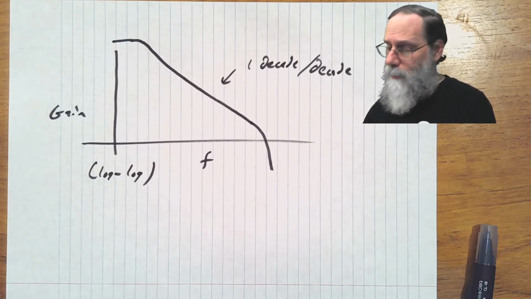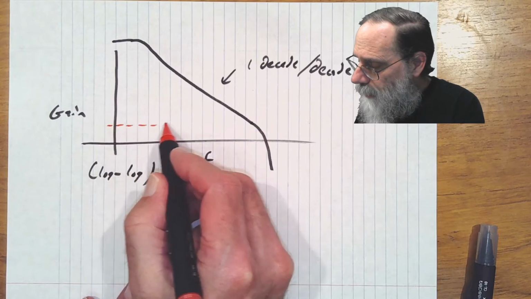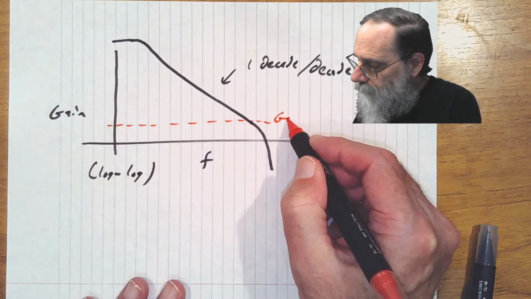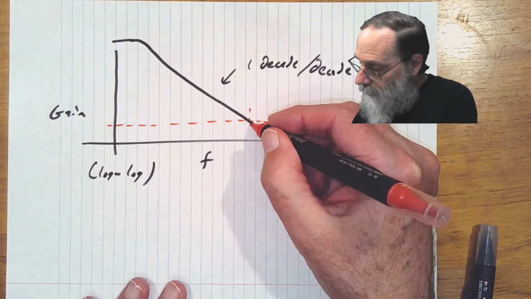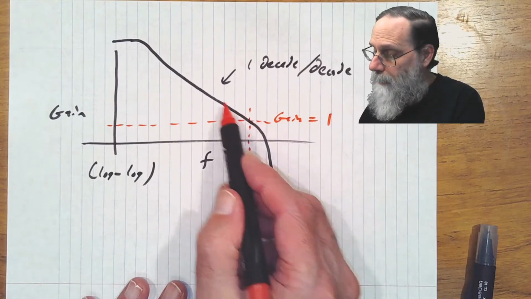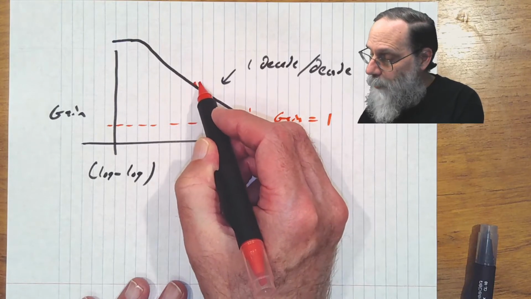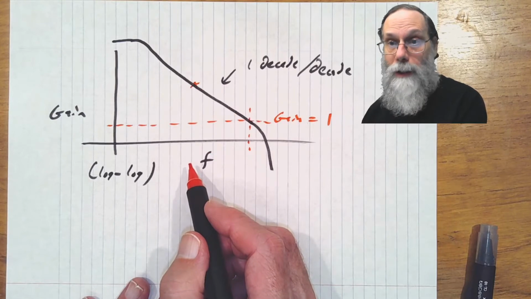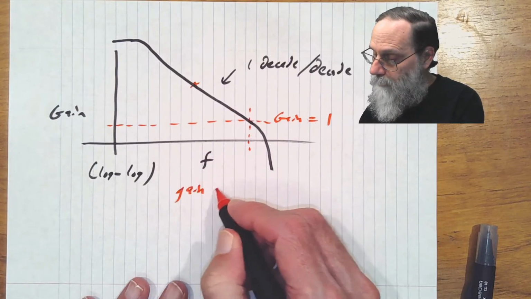Instead, what the manufacturers do is they talk about what happens where the gain would be 1. So what frequency does that happen at? Because if you notice what's happening here, since this is 1 decade per decade, if you take the gain at any point on here and multiply by the frequency at that point, you get a constant. And that's known as the gain bandwidth product.